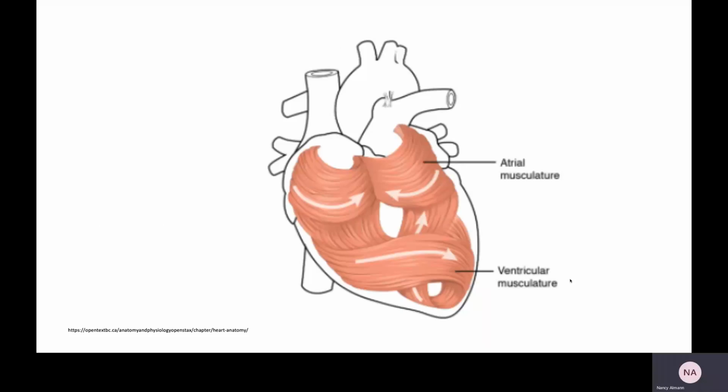Here's a diagram I mentioned. You can see the figure 8 of the cardiac muscles around the atria and around the ventricles. And that is going to be important because that allows each of the chambers to empty fully when we need to move blood from chamber to chamber and then out of the ventricles up into the great vessels.